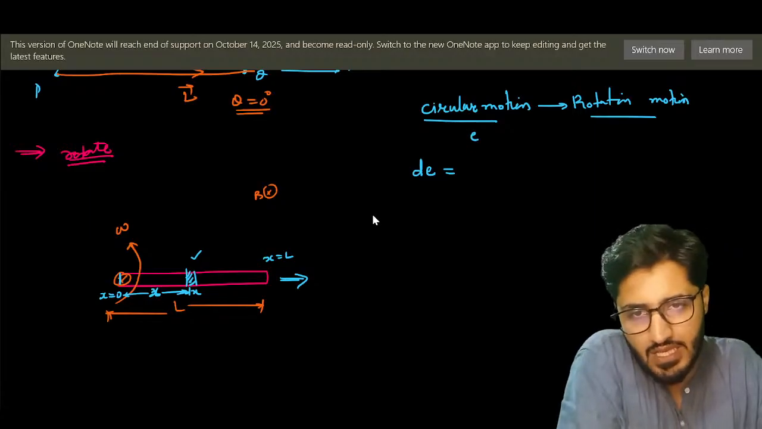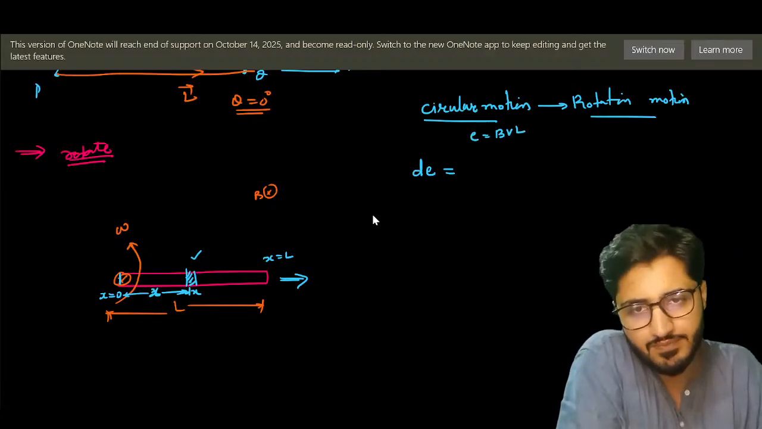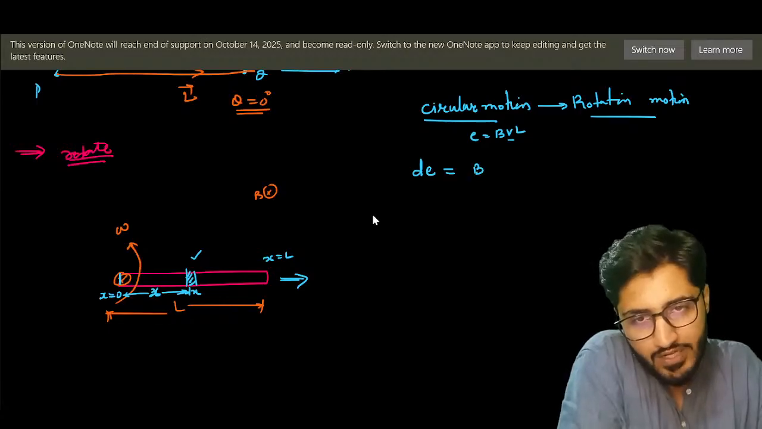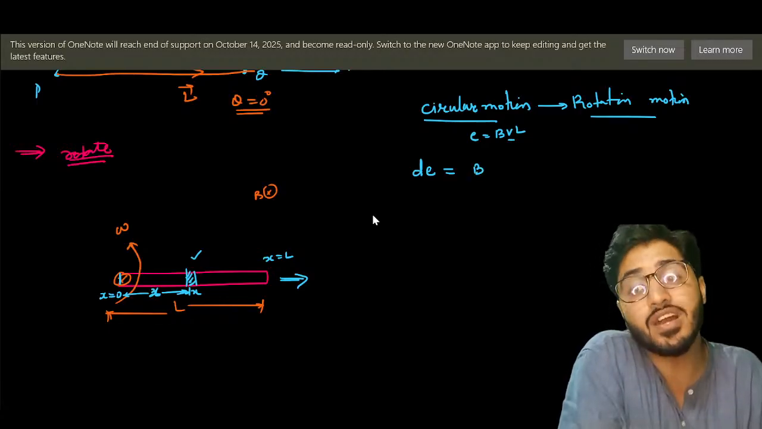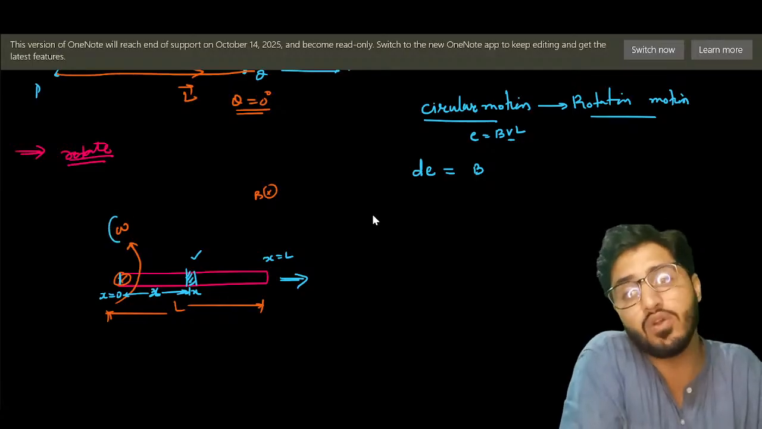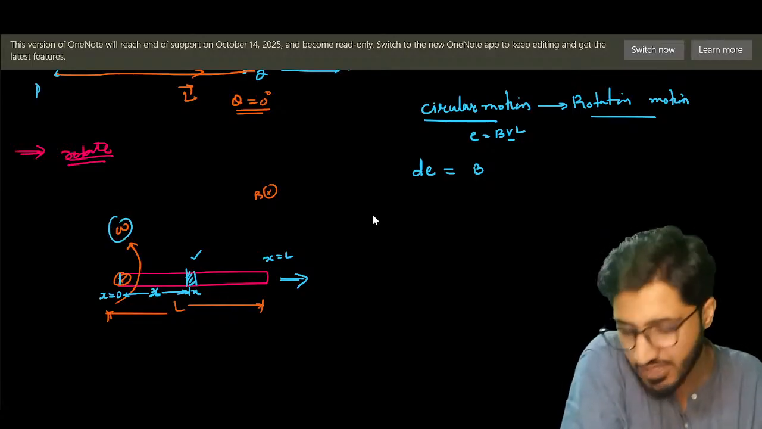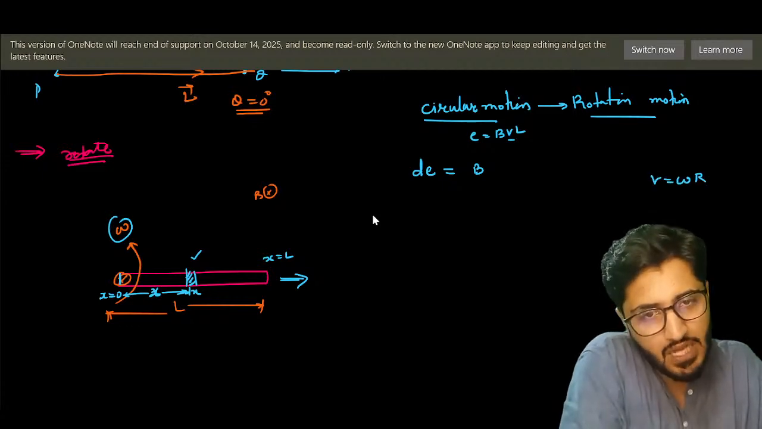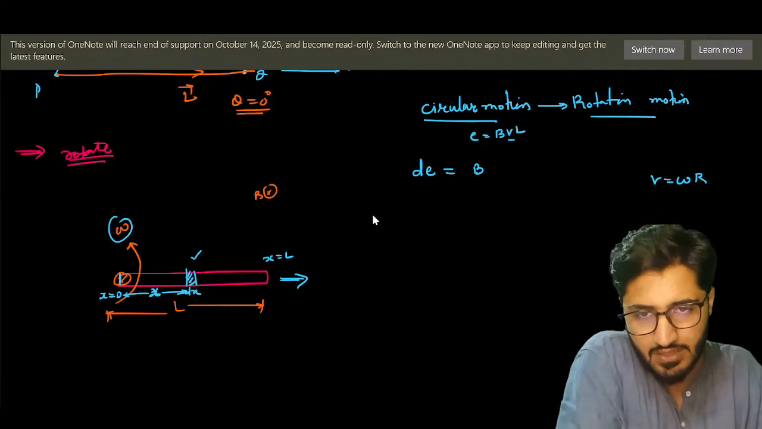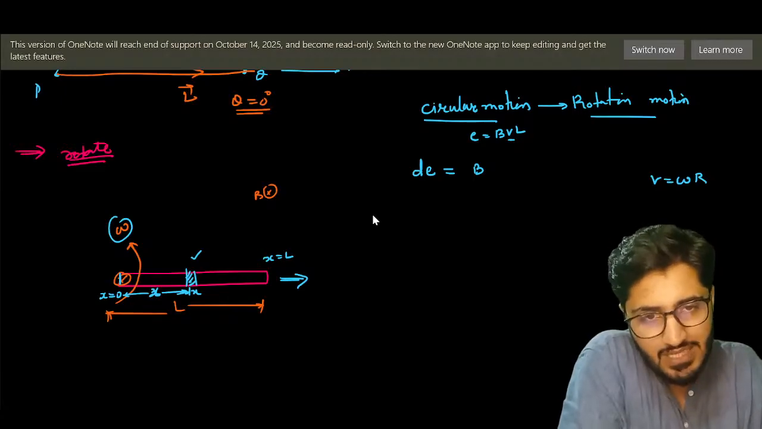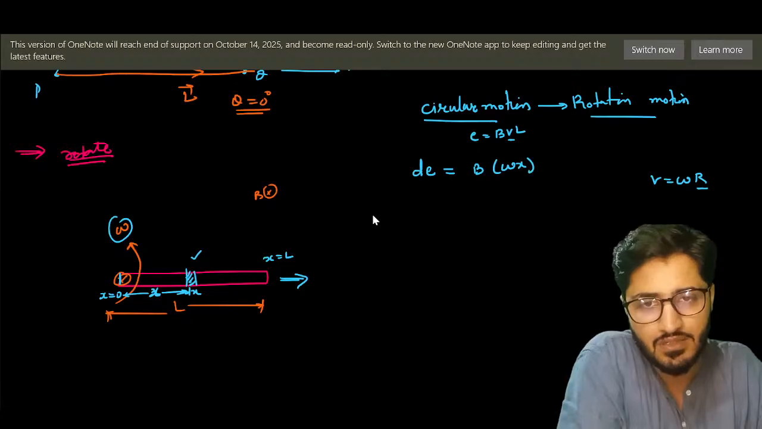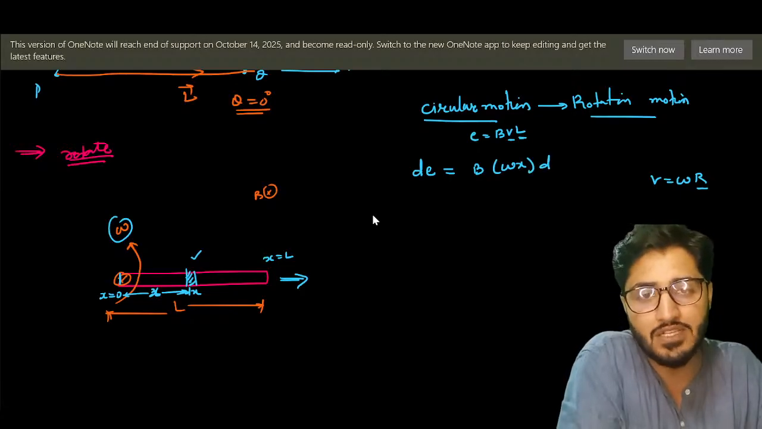Is it E equals BVL? What is B? B is B. What is velocity? Sir, I cannot write velocity, because there is an angular velocity. Is there any relation between velocity and angular velocity? Yes, sir, V equals omega times R. But what is R? R is the length here. So I cannot write BV, it is B omega times x, and the length of that part is dx only.